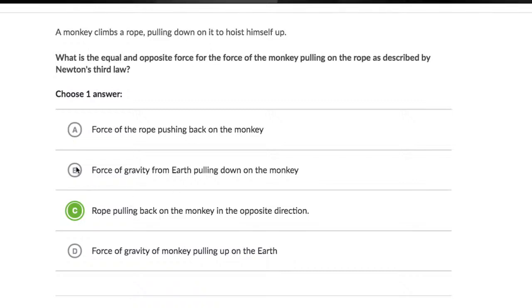These two statements are correct. B and D are correct, but they are not the answer to this question. Okay. So the correct answer is C.